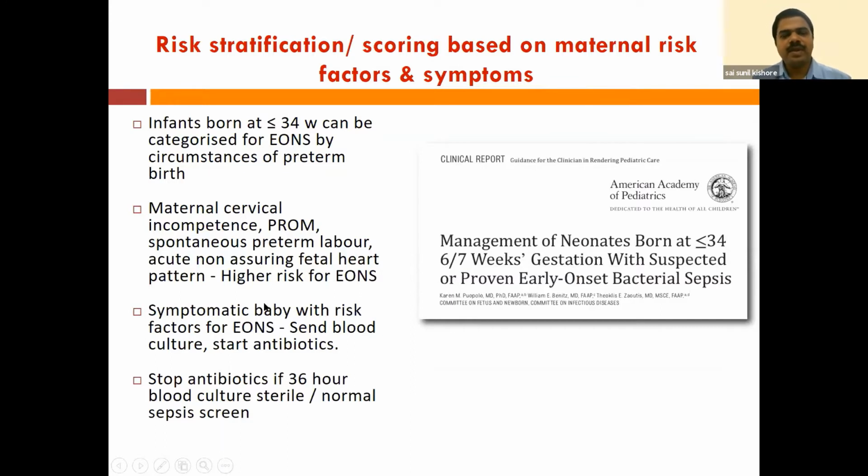In a baby who is symptomatic, like having respiratory distress, and with risk factors of sepsis, you need to start antibiotics and of course you will send blood culture. And if the baby is fine by 36 to 48 hours, and your sepsis workup is negative, then you can stop the antibiotics. So you will consider antibiotics in a symptomatic baby with risk factors. Once the baby is fine and the septic screen is negative, you will stop antibiotics at the earliest possible.